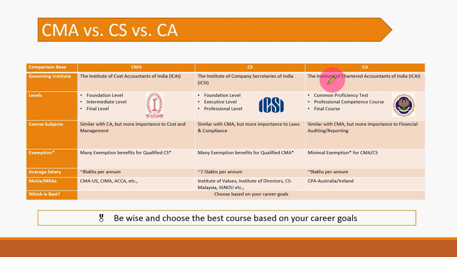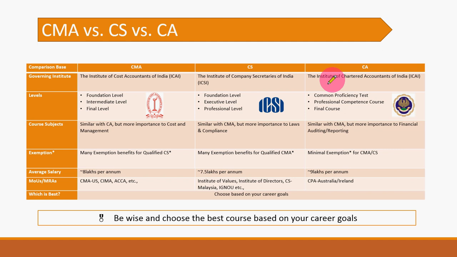Now we have the levels, three different levels in the three courses. The first level is the foundation level, then the intermediate level, and the final level for the CMA. We have foundation level, executive level, and professional level for the company secretaries. For chartered accountancy, we have the common proficiency test, which people call CPT, then the professional competency course, that is IPCC, or some people call it PCE, and the final course.